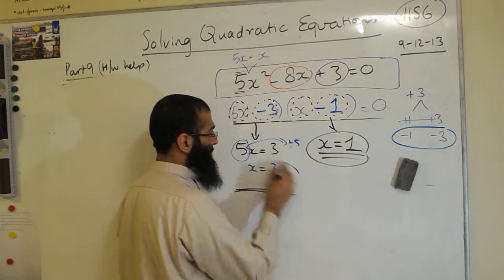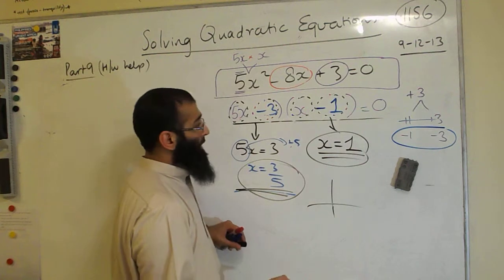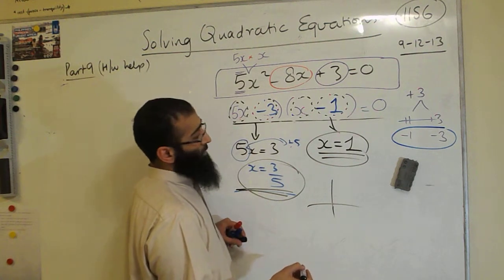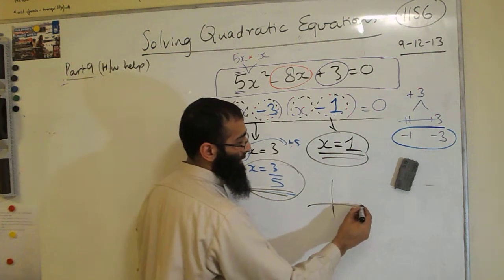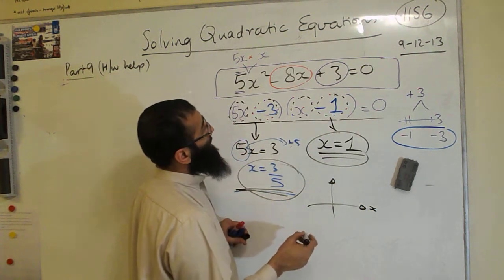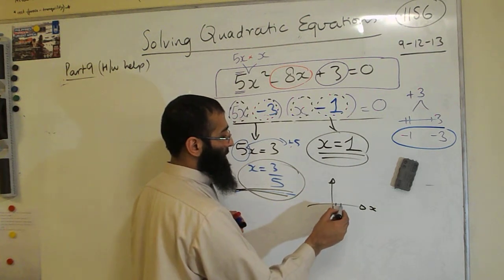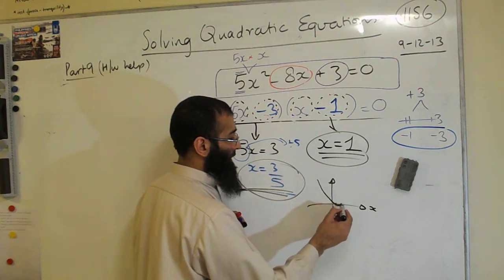So these are the solutions to the quadratic equation. When we're looking at our quadratic function, this will tell us where the graph will cut the x-axis. So we have 3/5 and 1.